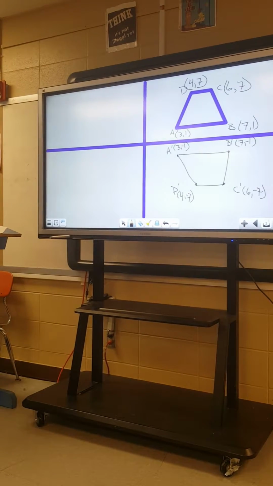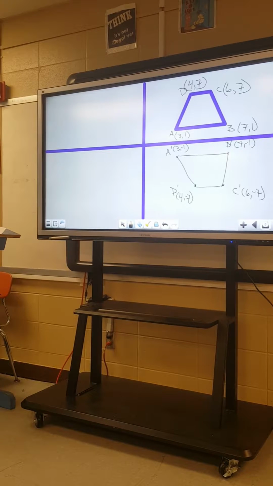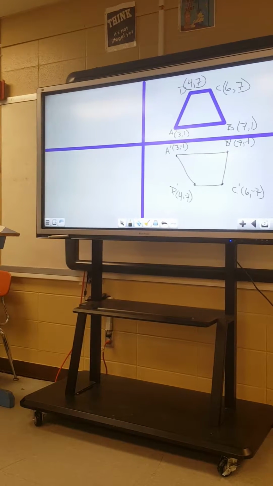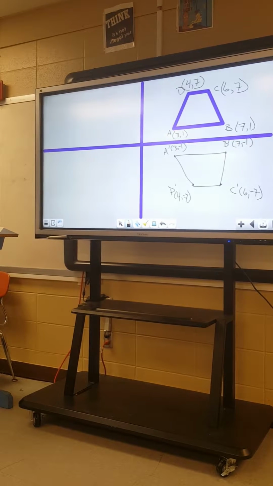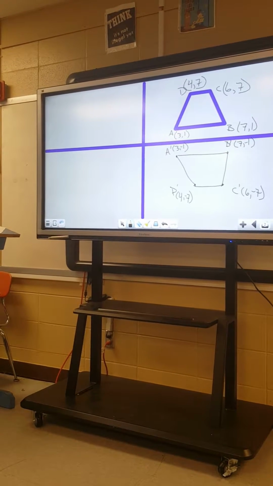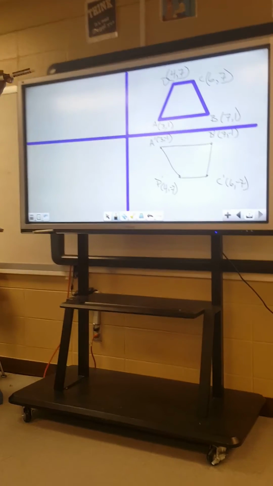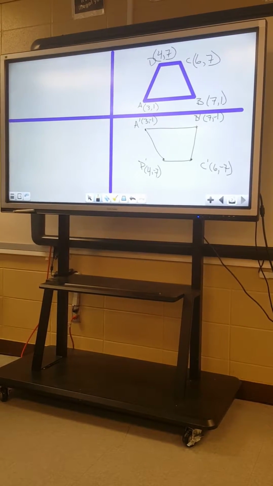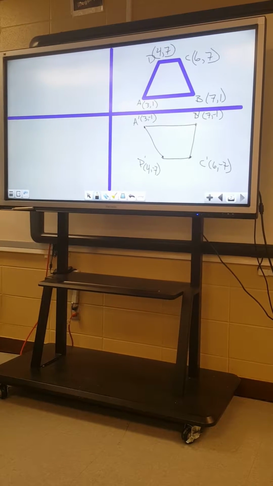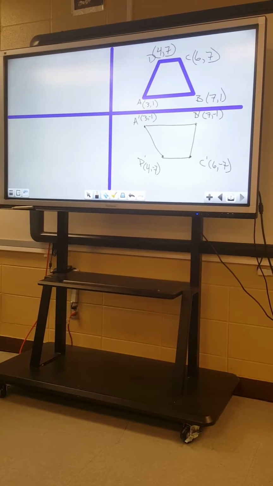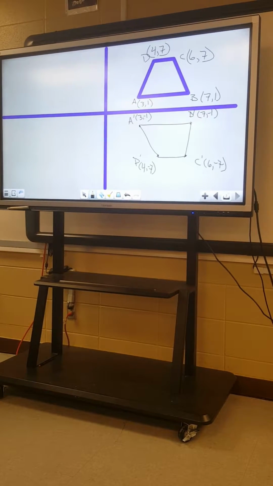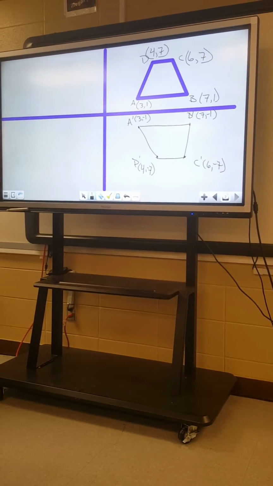Did it fit? Yes, it did. We know that. So because it did do what we were hoping it did, we can still say that if we're flipping it across the x-axis, the x coordinate stays the same. We change the sign on the y. It's gonna keep the same numerical value. We just change the sign. All right. So this one.